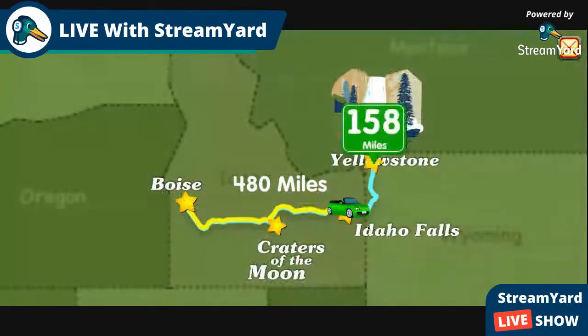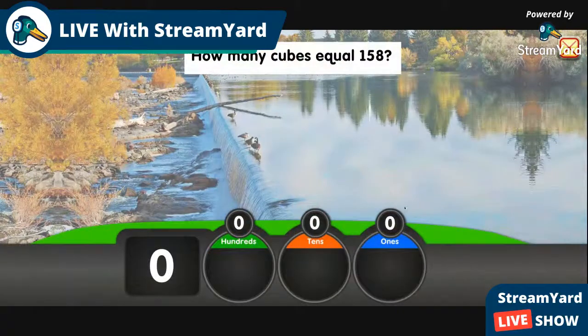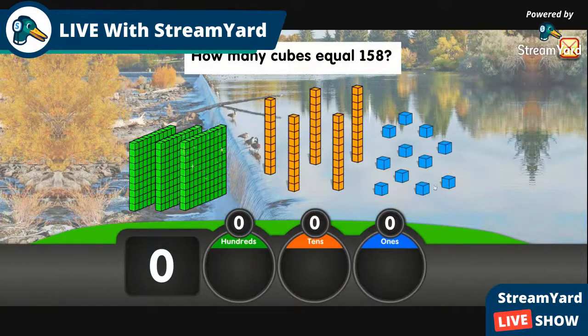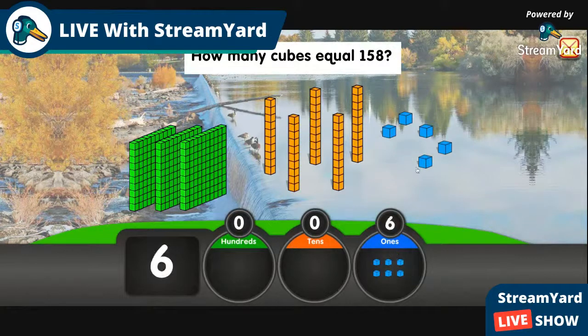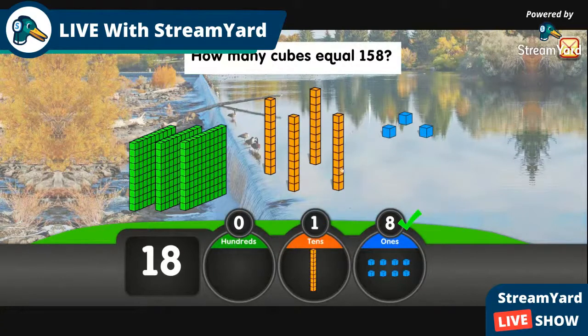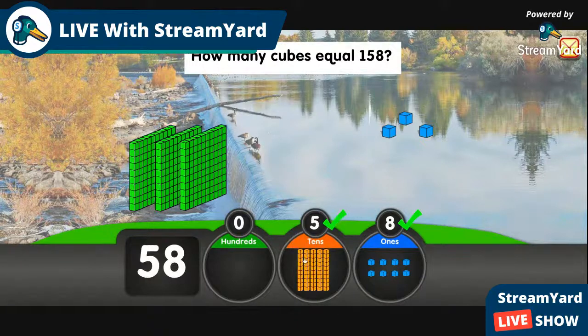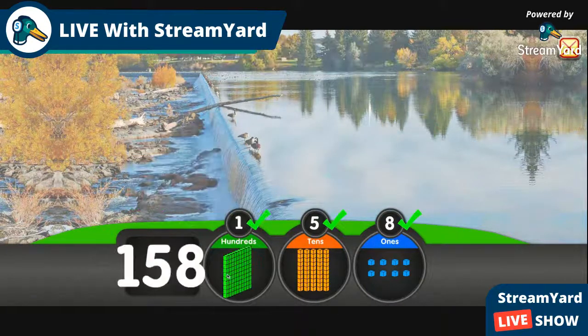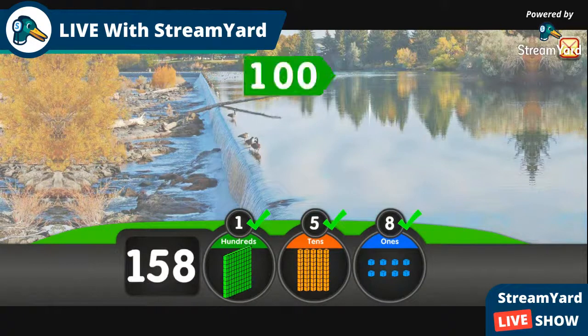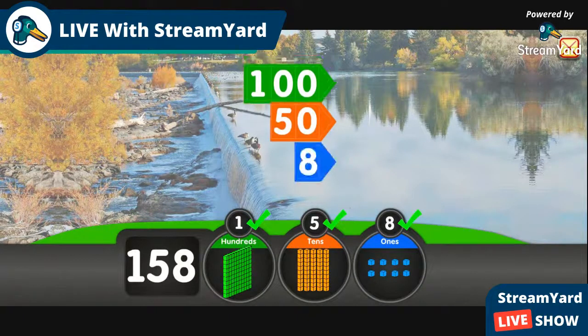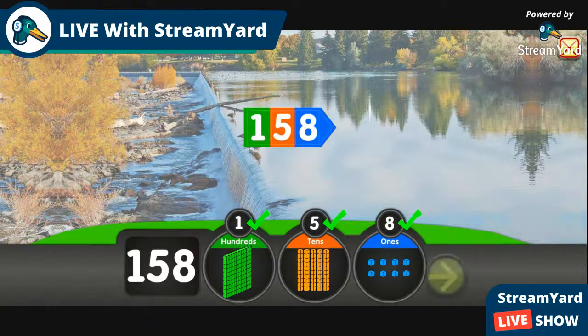Our next stop is 158 miles away. How many cubes equal 158? 1, 2, 3, 4, 5, 6, 8, 20, 30, 40, 58. 158. 100 plus 50 plus 8 equals 158.